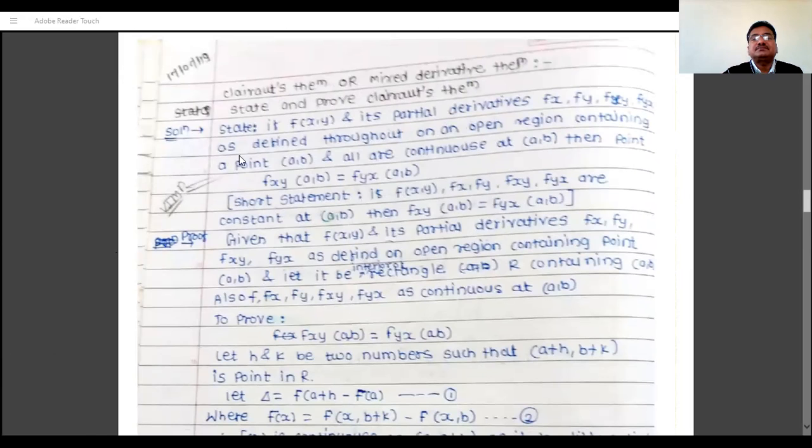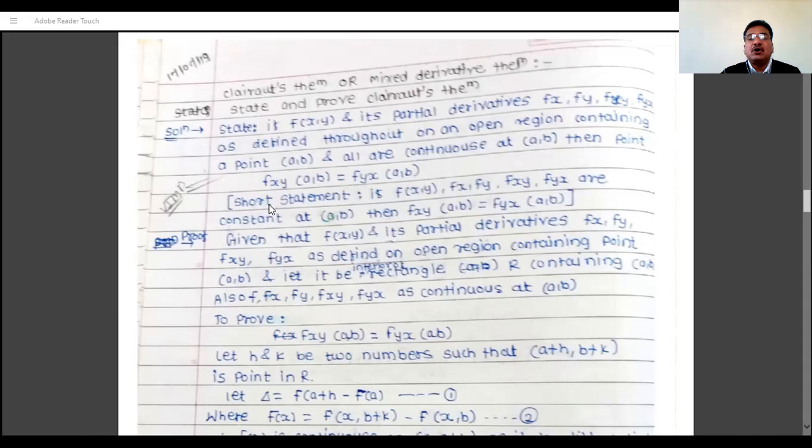So first, what is the question? State Clairaut theorem. Don't write state and prove. Only state Clairaut theorem. So what is the statement? If f and its partial derivatives fx, fy, fxy, fyx are defined throughout an open region containing a point AB, that is, fx, fy, fxy, and fyx exist at AB, and all are continuous at AB, that is, all these derivatives fx, fy, fxy, and fyx are continuous at AB, then fxy AB is equal to fyx AB.